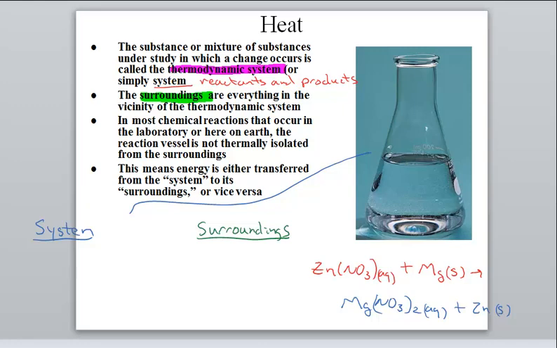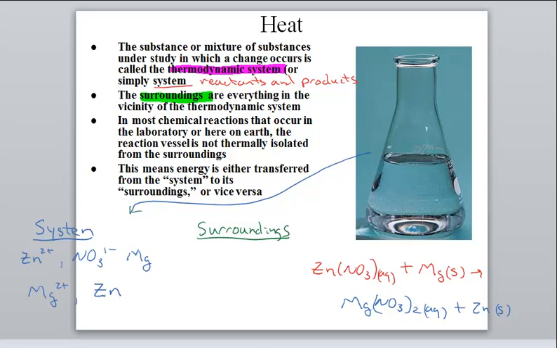So pause the video and look at the chemical reaction and look at everything that's in that picture. Under the system, write down each chemical that's part of the system, and everything you think is part of the surroundings, write it down. Unpause the video when you're ready to check your answer.